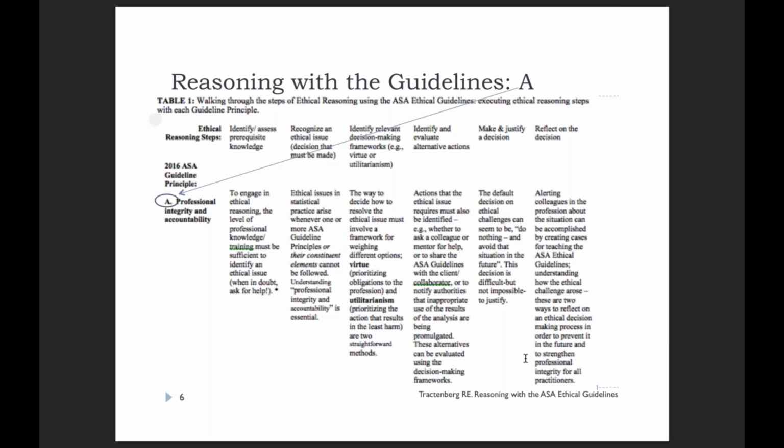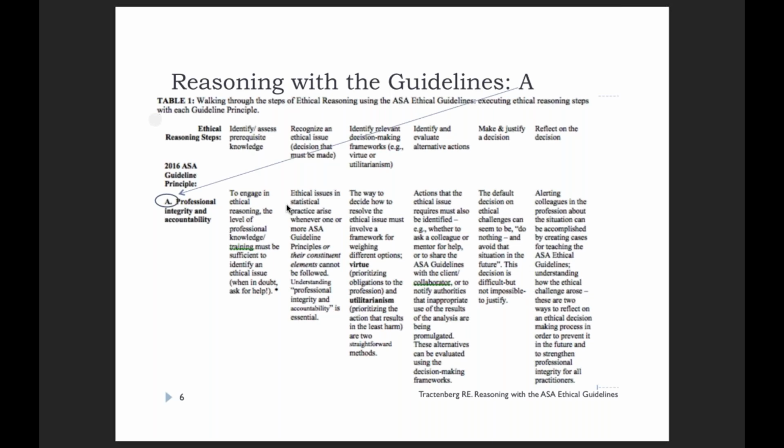The ethical reasoning steps I just described are across the top row: identify prerequisite knowledge, recognize the ethical issue, identify relevant decision-making frameworks. What this and the next table show is that, for each of the ethical reasoning steps, you can apply each one to each of the key principles in the ethical guidelines. The first one being professional integrity and accountability, that's principle A. The 2016 paper discusses at length how to build up the ability to walk through these ethical reasoning steps for each of the guidelines.